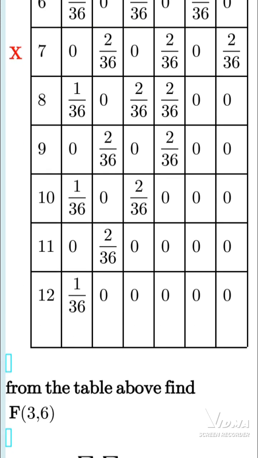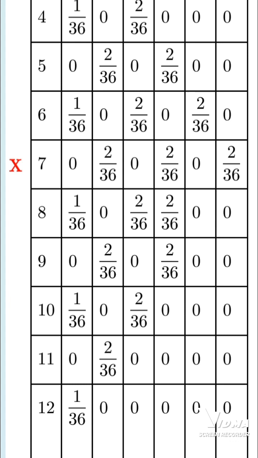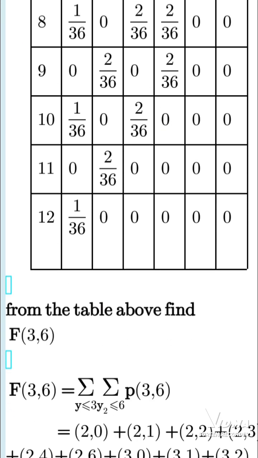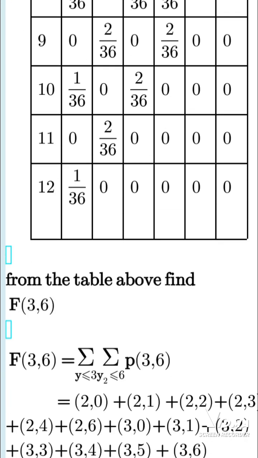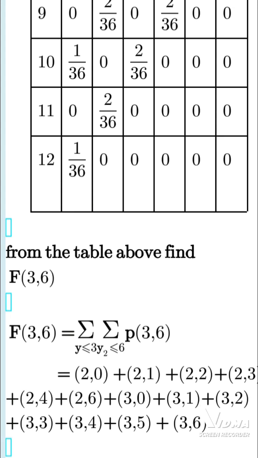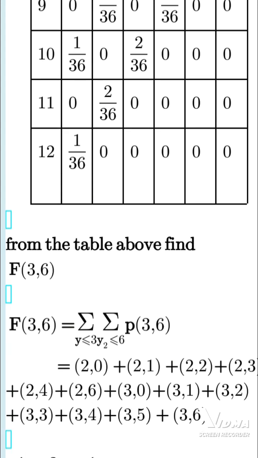So from the table above, what they ask us to do is to find f(3, 6). And when we say we have to look for the probability function of (3, 6), it simply means that we take the sum of x less than or equal to 3 and y less than or equal to 6. So you start from 2 to 6.